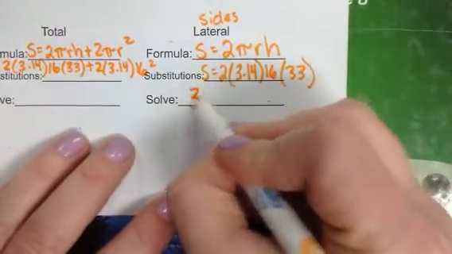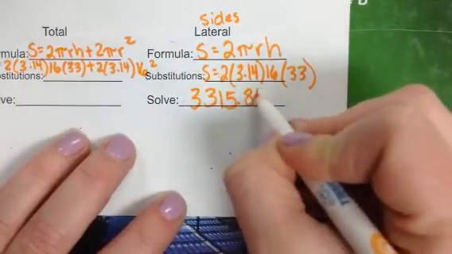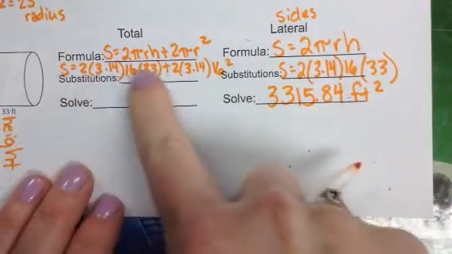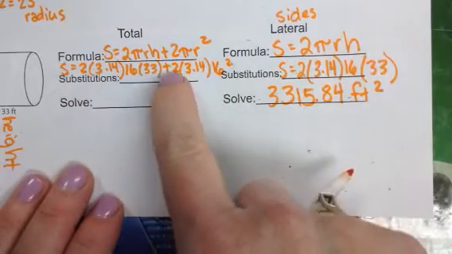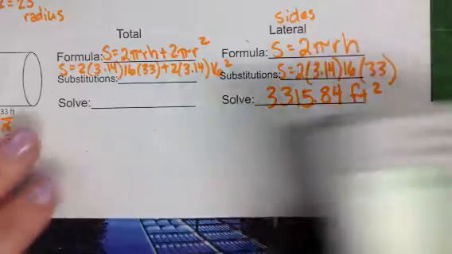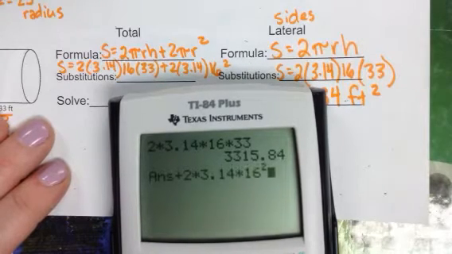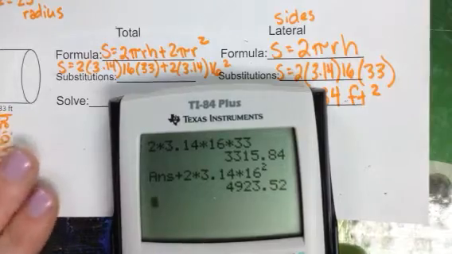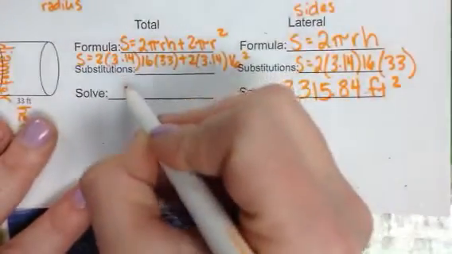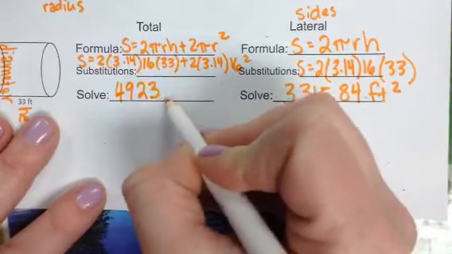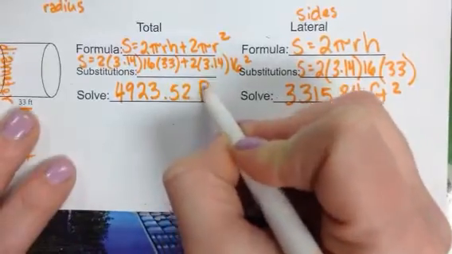Okay, 3,315 and 84 hundredths. This has feet. I'm going to put squared. Now to get the total part, I've already got the lateral. I just need to do plus these 2 bases. So I'm going to grab that answer. 2 times 3.14 times 16 squared. 4,923 and 52 hundredths. Feet squared.